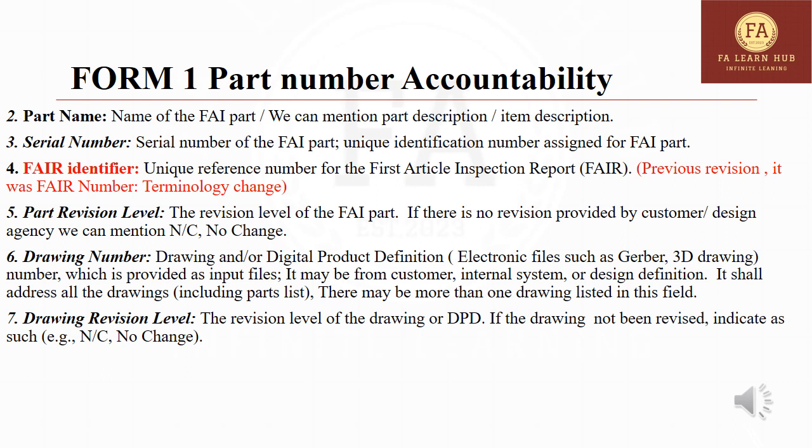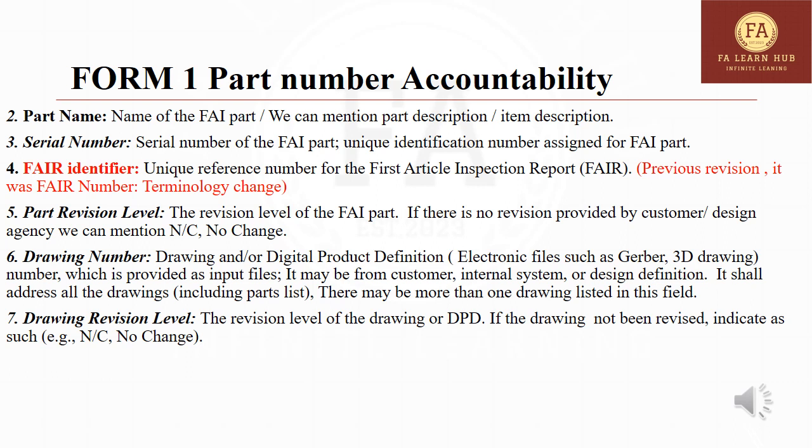The fourth one is FAR identifier, the unique reference number for the first article inspection report. So that means for this particular report, we are putting some unique number for future reference. The report number is called the FAR identifier. In the previous revision of AS9102, it was FAR number. Now only the term is changed in the new revision.